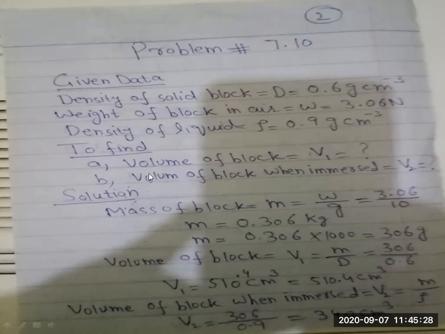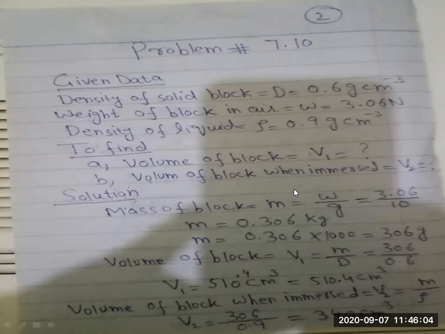Here we are asked to find the volume of the block. I represented the volume of the block with V1, and the volume of the block when immersed, when it is dipped into the water, is V2. So in this numerical, we were not given the mass. First of all, I will find the mass, because in our density formula or volume formula, we need the mass.